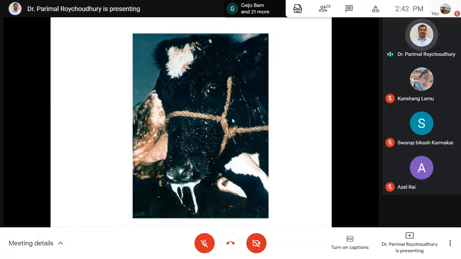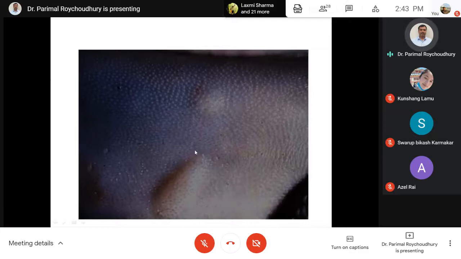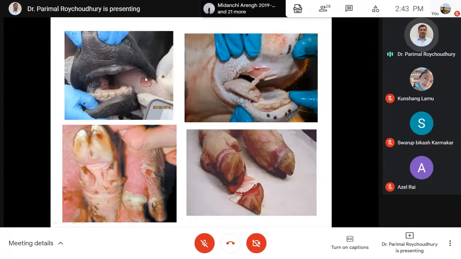So this is a typical symptom of foot and mouth disease, where drooling of saliva will take place and the animal will produce a smacking sound. If you closely observe and open up the mouth, then you can see blisters forming on the tongue, and gradually this blister will rupture. This is one severe situation. On the tongue, the blister ruptures, and this is an ulcerated area. This is the most painful condition in the animal, unable to take anything at this stage.